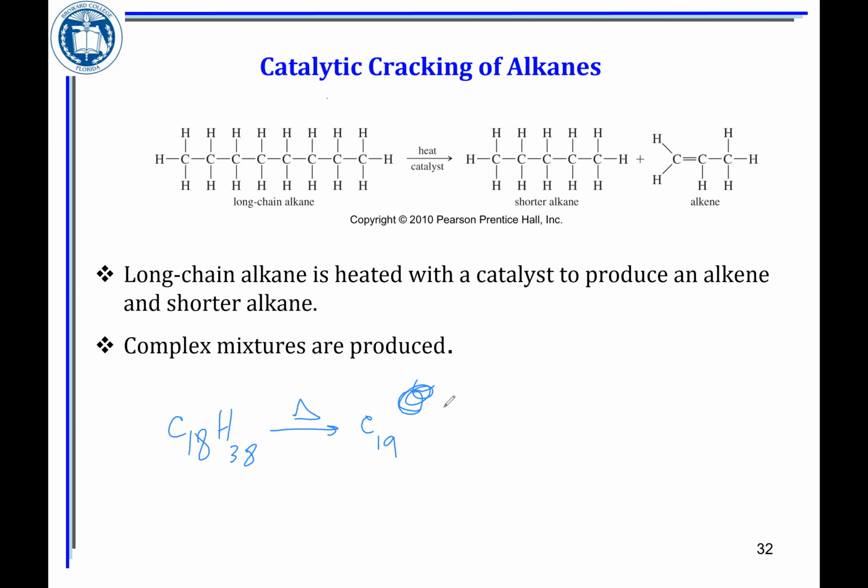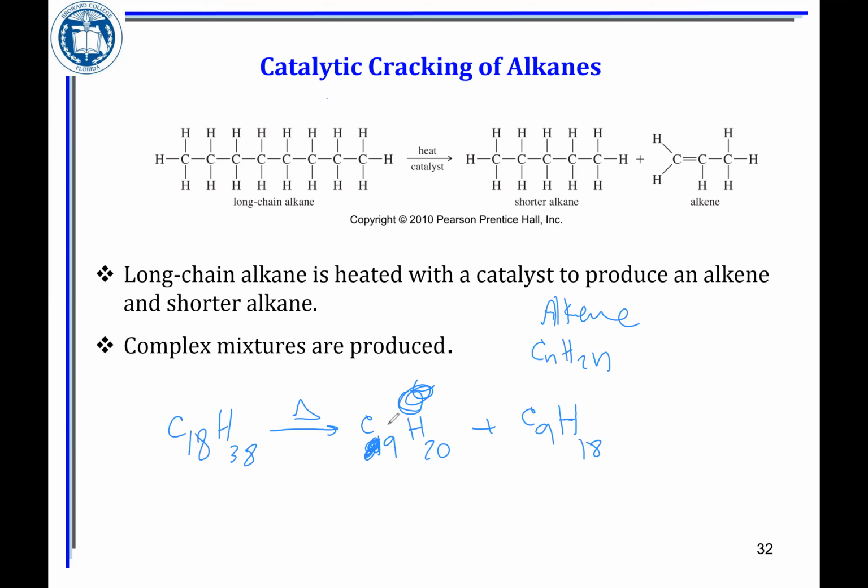So if it's C9, how many hydrogens are needed to satisfy this? 20. Plus the other 9 carbons. How many hydrogens are left for the other one? Not how many we need, how many are left? 18. 18 is left. So this is CnH2n, and that is an alkene. So if you do cracking, you get one of the products as an alkene, one an alkane.